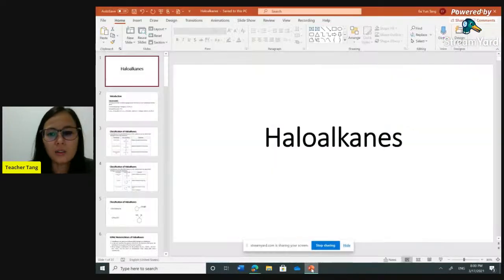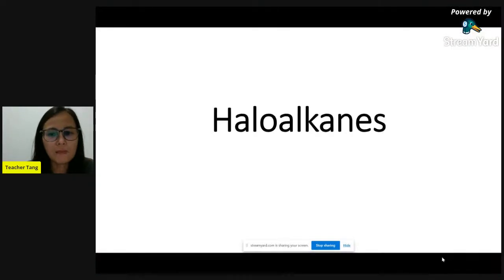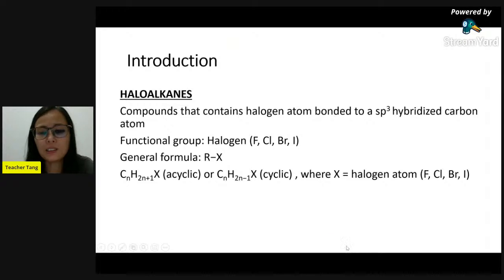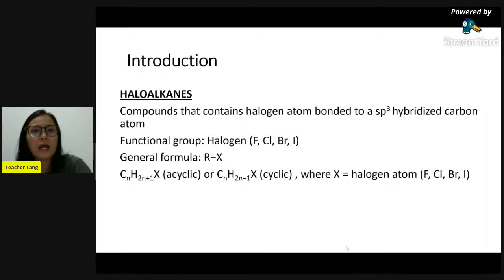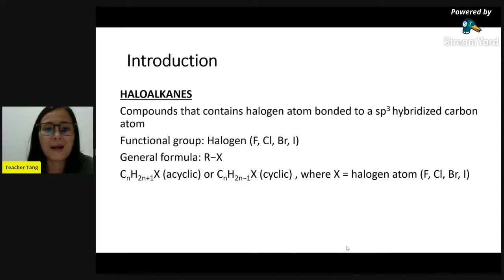So tonight I will go through haloalkane. Some classes already started haloalkane, but I only went through the eliminations and also insertion to form Grignard reagent. I haven't started the introductions of haloalkanes and also the nucleophilic substitutions reaction. So tonight, basically, we will go through the introductions of haloalkanes and also discuss the nucleophilic substitutions reaction.